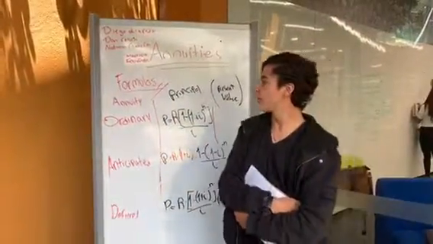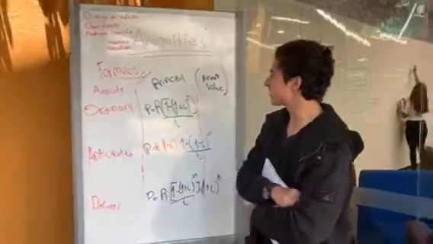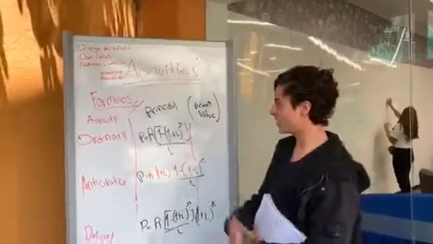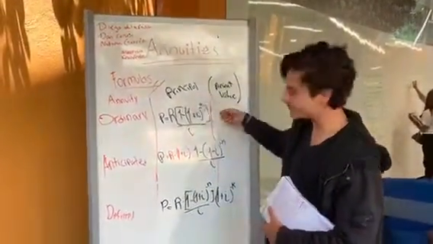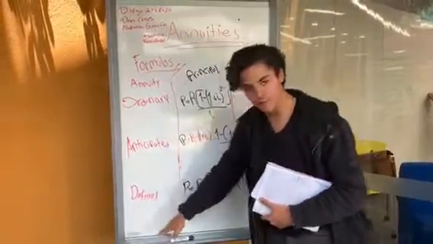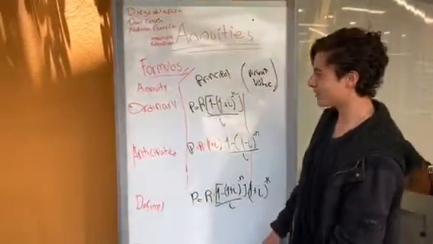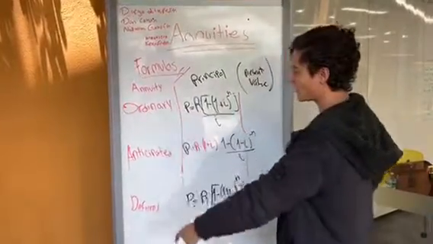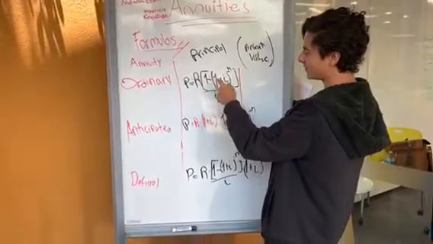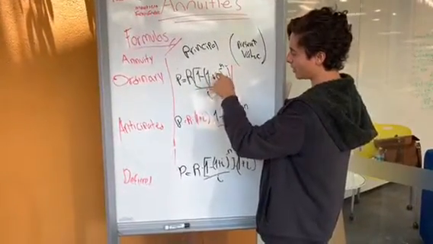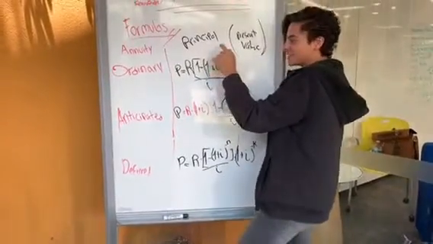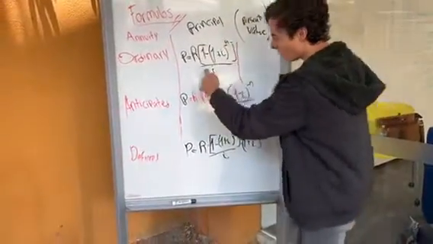Okay, so when in the problem you're asked to get the principal or the present value, depending on the type of annuity, you have to use three different formulas. The first will be the ordinary. The ordinary is P equals R times 1 minus 1 plus the interest to the power of minus the number of periods, over the interest.